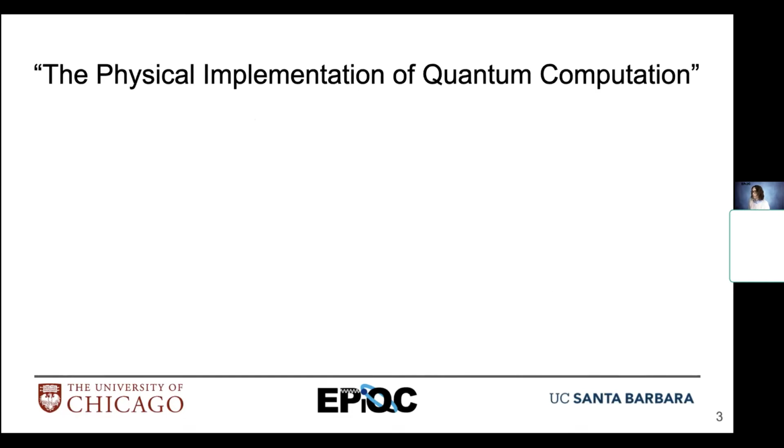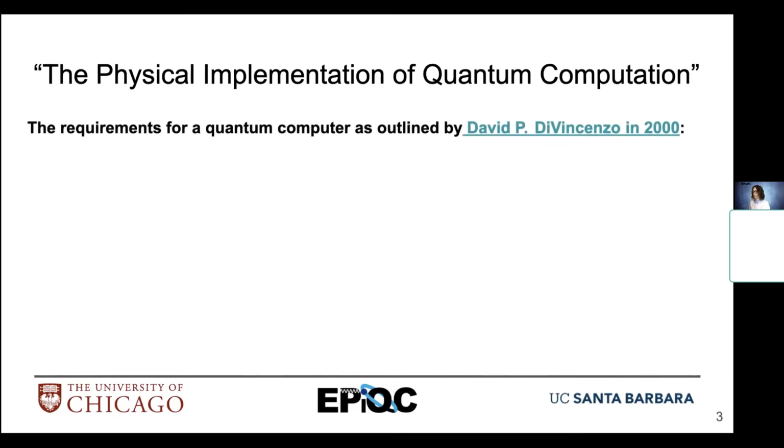So the physical implementation of quantum computation, what does that mean? These are a set of rules that were outlined in 2000. The paper is linked here. We can also make sure that the paper is linked so everyone can take a look. It's not too difficult of a read, but it's one that is commonly looked at in quantum information science because it outlines, and remember, this is in 2000, before we really even had very many quantum devices, what the requirements are for a quantum computer to realize quantum computation. It was outlined by David DiVincenzo.